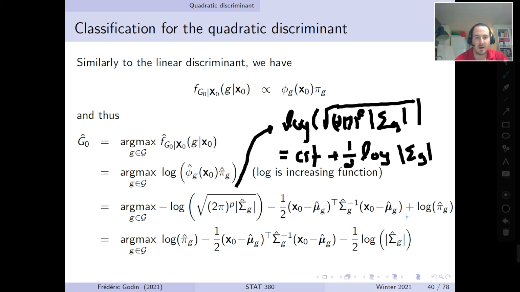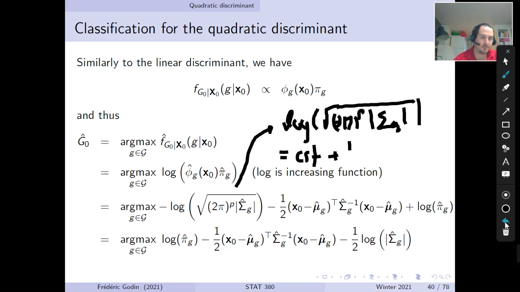Okay, so this is why, to go from here to here, we simply can replace this guy by this guy, because there's a constant that should be here, but the constant can be removed because it doesn't depend on g. So the constant would be the log of square root of 2 pi to the power p. Okay, that's good.